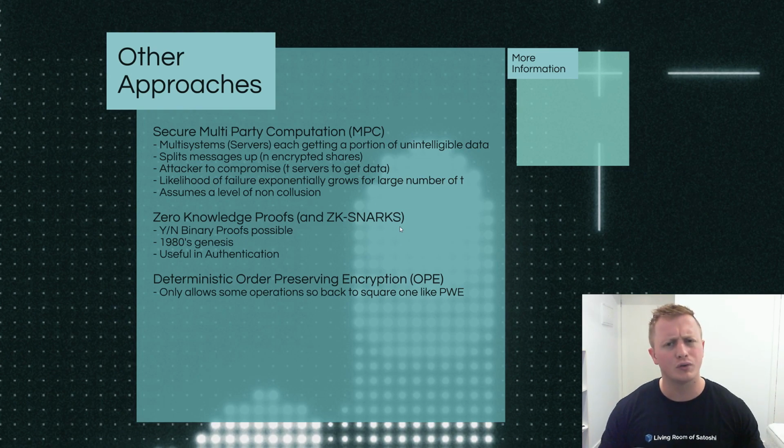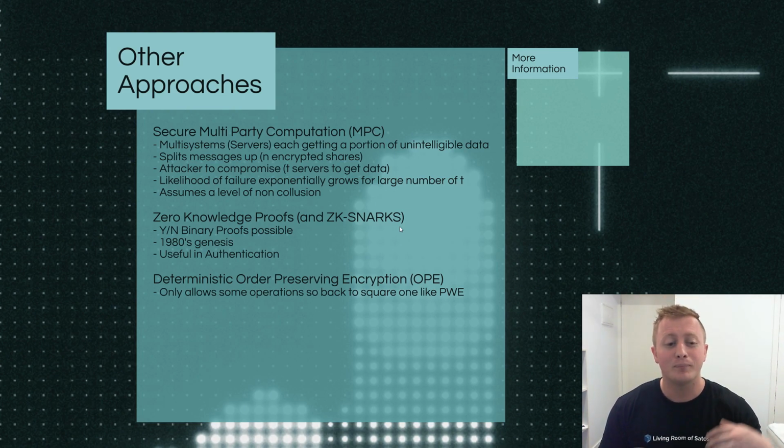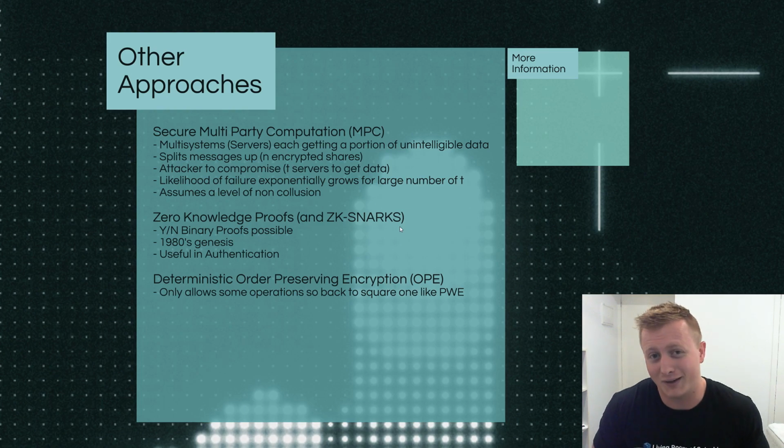We have zero-knowledge proofs, which came out in the 1980s. Everyone knows about these. These are awesome, and of course, ZK-SNARK, succinct knowledge arguments. Zero-knowledge proofs are great for authentication, but they're not good for really anything else. They're a yes/no statement. It's a proof to you that I know the answer of something, but nothing more than that. Then you have deterministic, order-preserving encryption, so OPE, but it only allows for some forms of functions as well, which makes it just like some of the other schemes within the homomorphic encryption world.